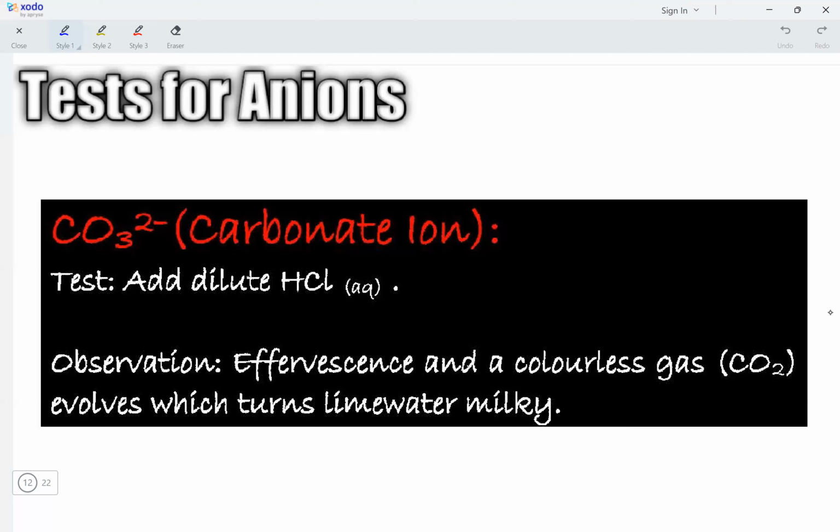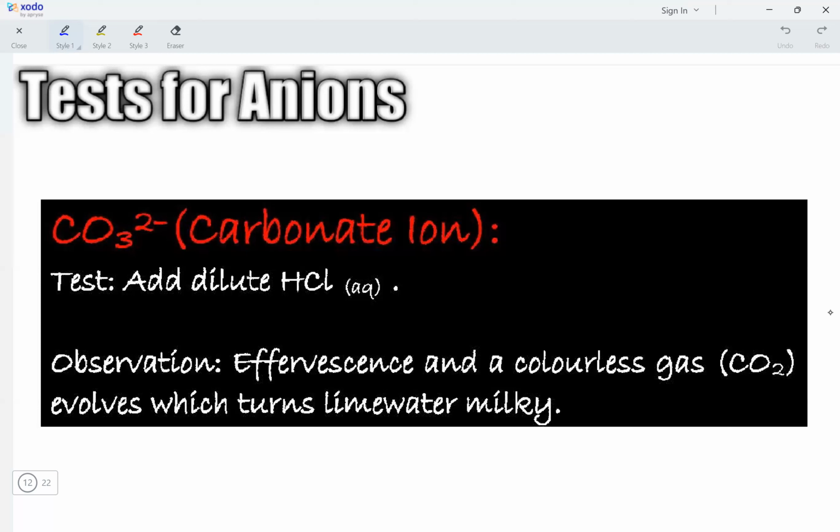So for reference, let's use a solution of sodium carbonate and we add dilute HCl to it. So you can see bubbling occurring within the liquid itself, and it's a colorless liquid. So a colorless liquid has bubbles evolving. Now, this evolution of gas is known as effervescence, the bubbling. Effervescence and a colorless gas evolves, and this colorless gas is carbon dioxide.